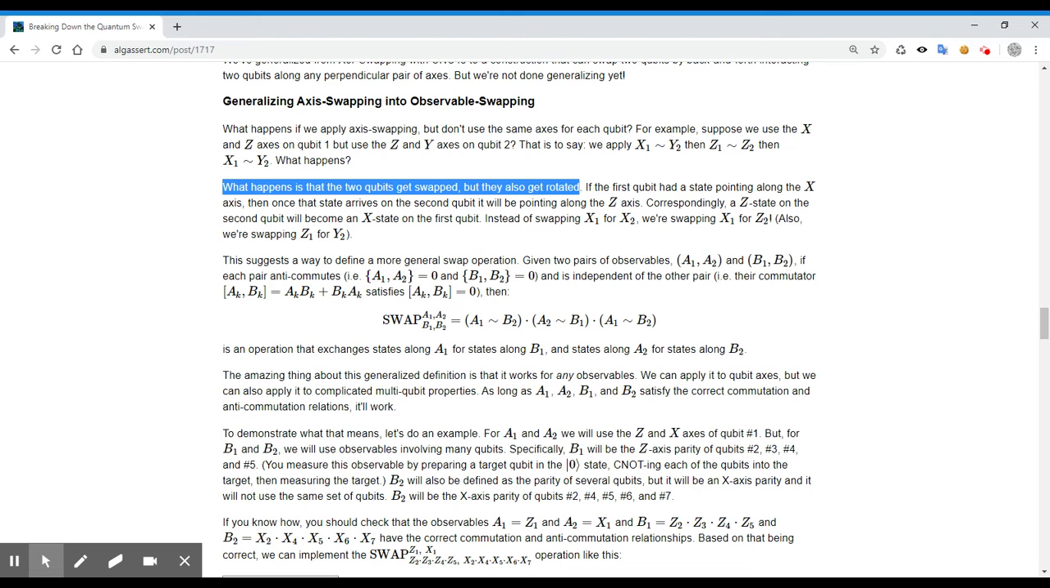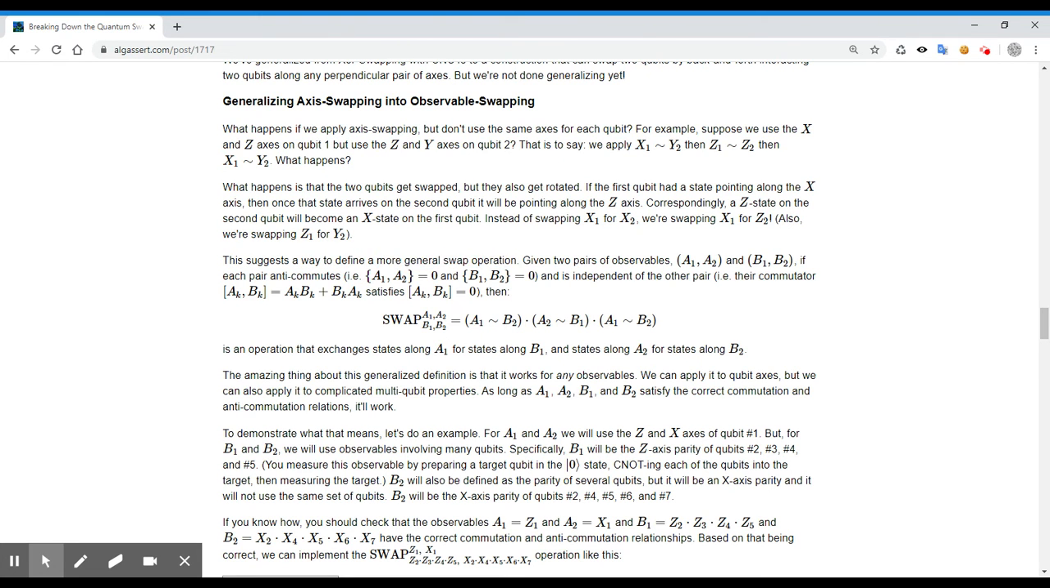If the first qubit had a state pointing along the z-axis, then once the state arrives on the second qubit, it will be pointing along the z-axis. Correspondingly, a z state on the second qubit will become an x state on the first qubit. Instead of swapping x1 for x2, we're swapping x1 for z2. Also, we're swapping z1 for y2. This suggests a way to define a more general swap operation.